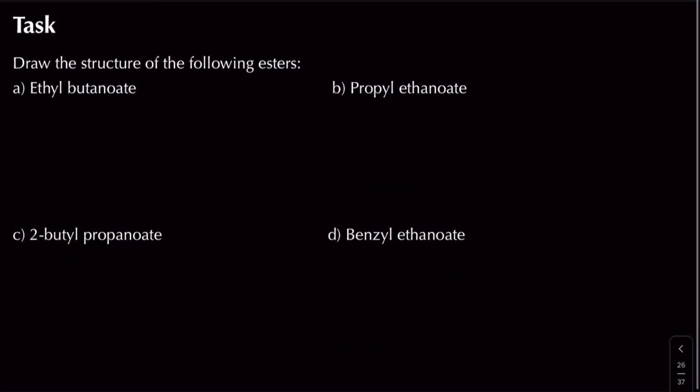Moving on then, if we were to look at the following, I want you to draw the structures this time of the following esters, and it might be helpful to actually start on the side which has a carbon oxygen double bond. Feel free to pause the video and have a go at the following.